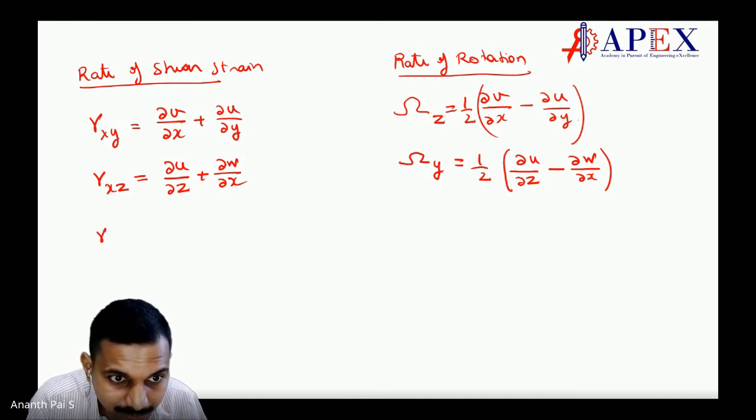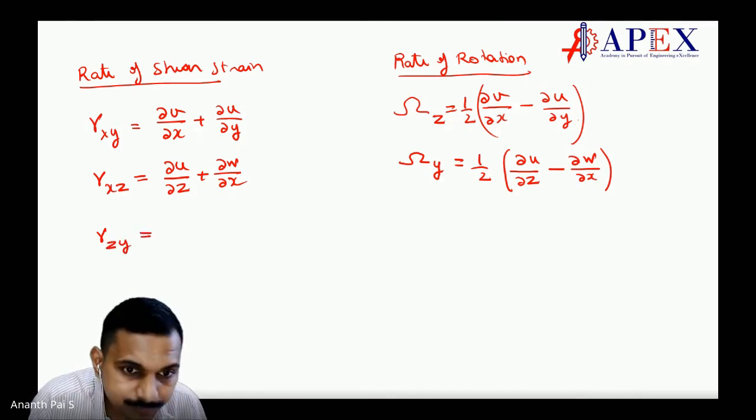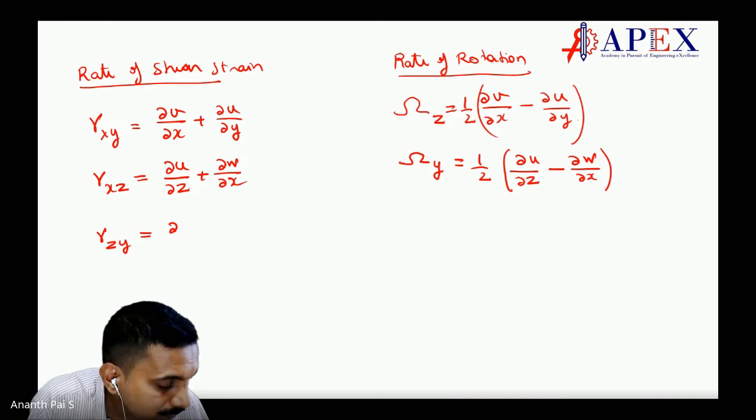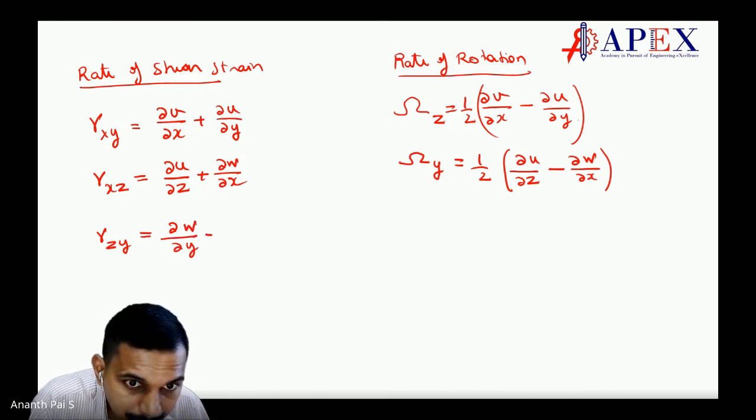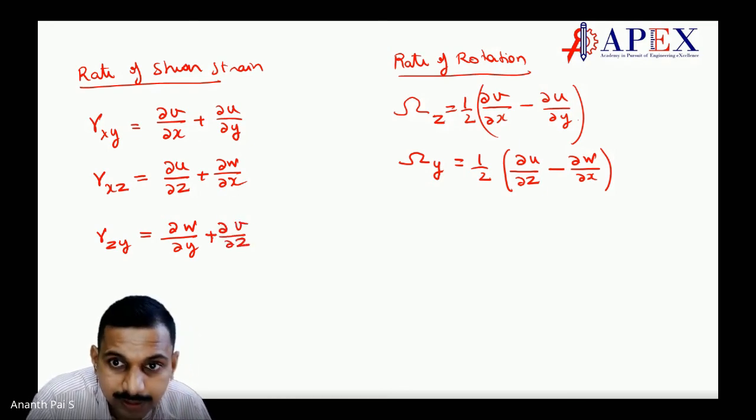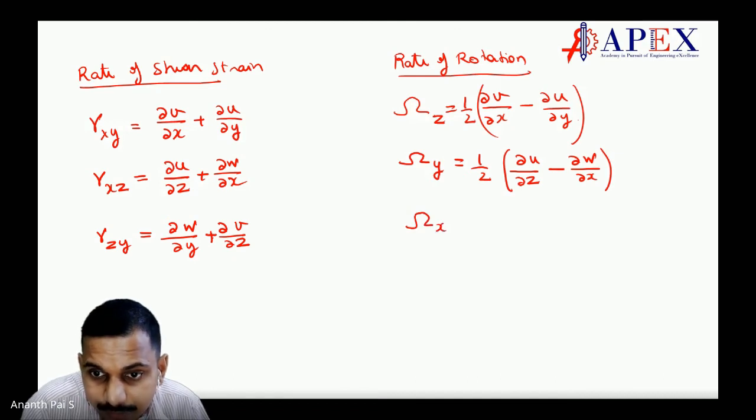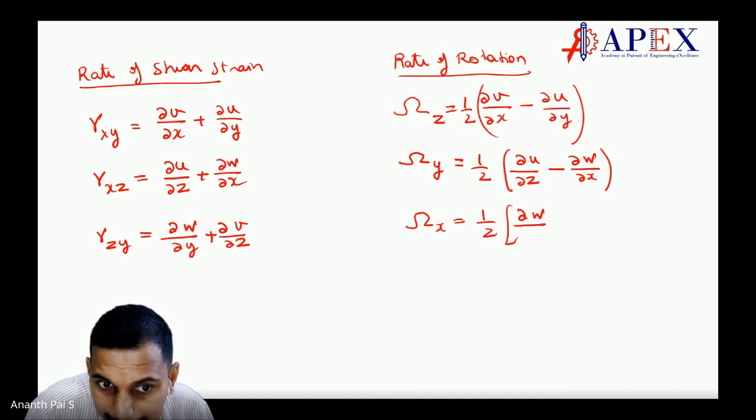Similarly, gamma zy would be equal to dou w by dou y plus dou v by dou z. This would be my omega x, which would be equal to half into dou w by dou y minus dou v by dou z.